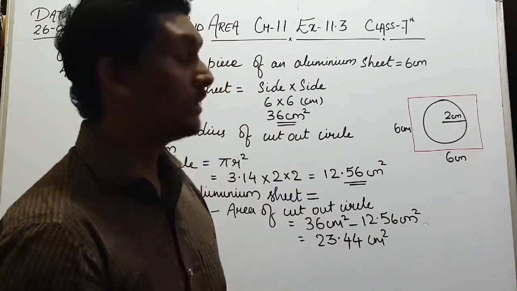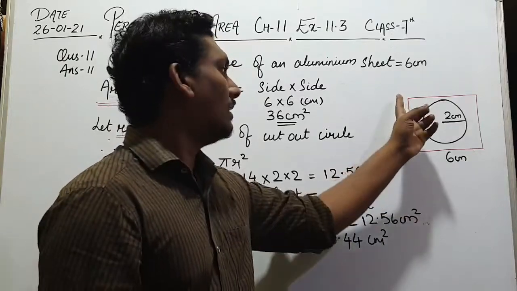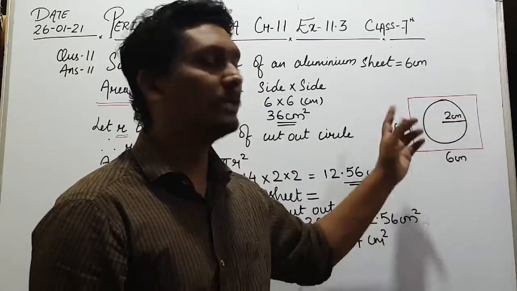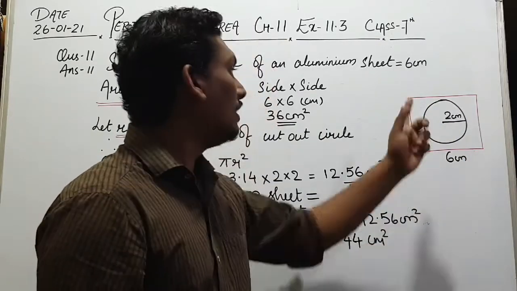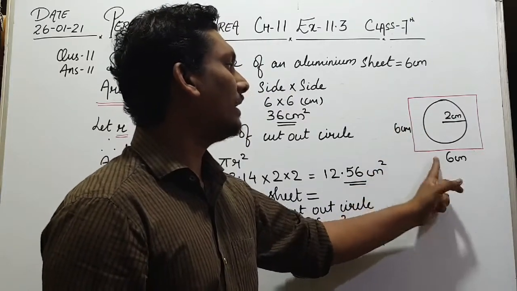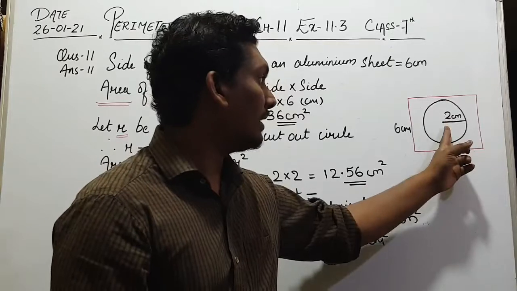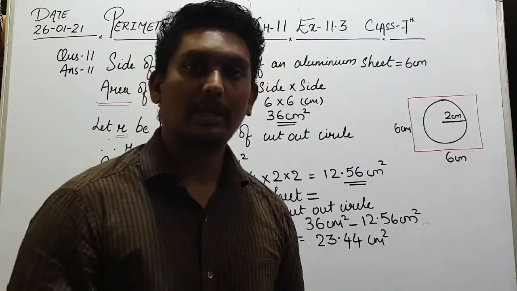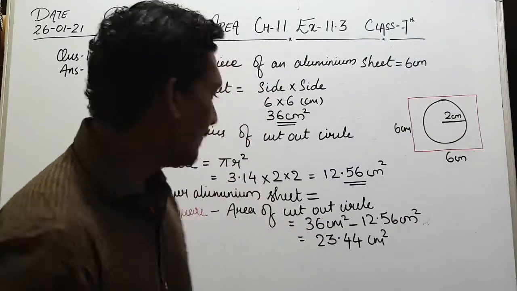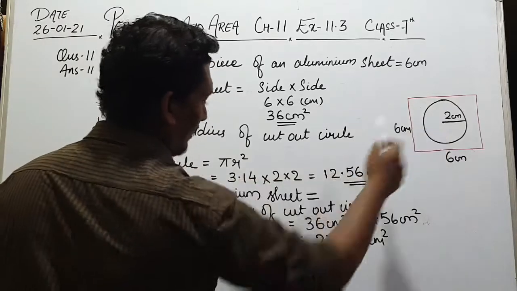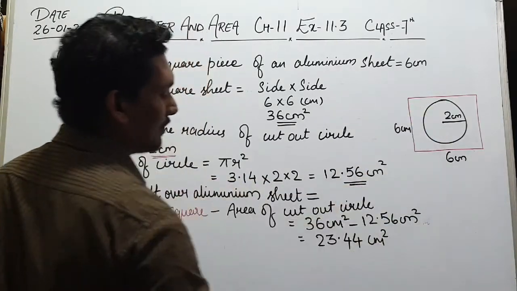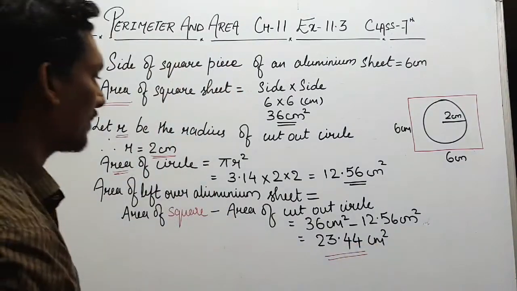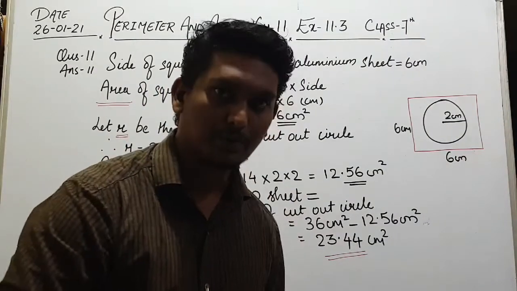Okay, hope the question is clear to you. It is very simple. One square piece of aluminium sheet is there, out of which a circle of radius 2 cm is taken out. We have to find out the remaining sheet. First the side is given here, so just find the area of the square. Next you have to find the area of the circle, and finally the remaining sheet, how to find out? Just subtract the area of the circle from the area of the square. The area of the cut out circle, that you have to subtract. So you will get the answer 23.44. This is the final answer. Hope the question is clear to you. Just go through it.